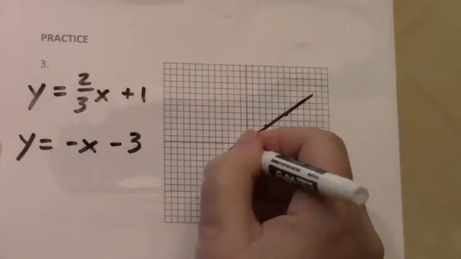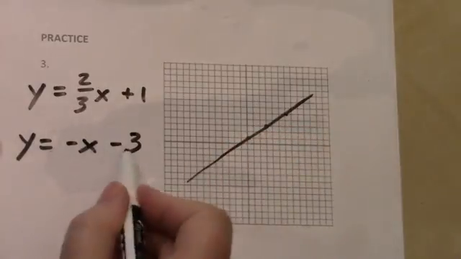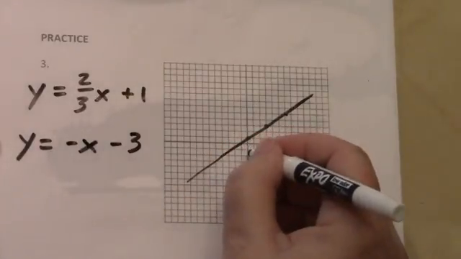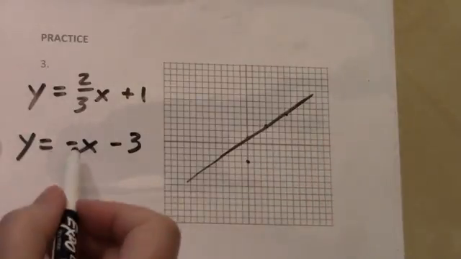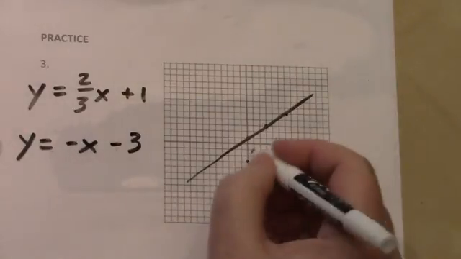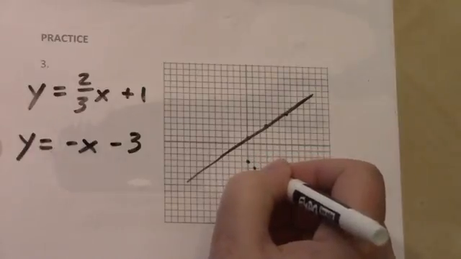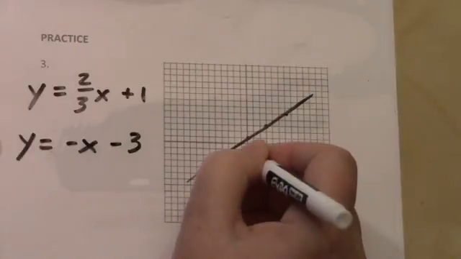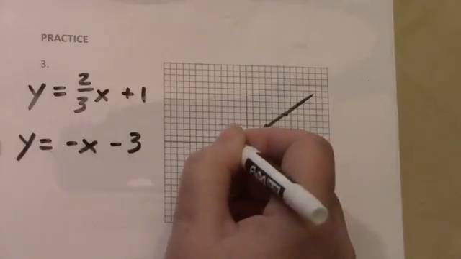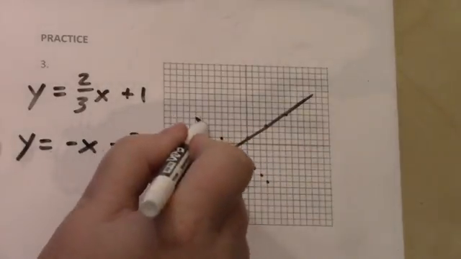Second line starts at negative 3, 1, 2, 3, and it has a negative 1 slope. So that means down 1, to the right 1, down 1, to the right 1. And there's our second line.